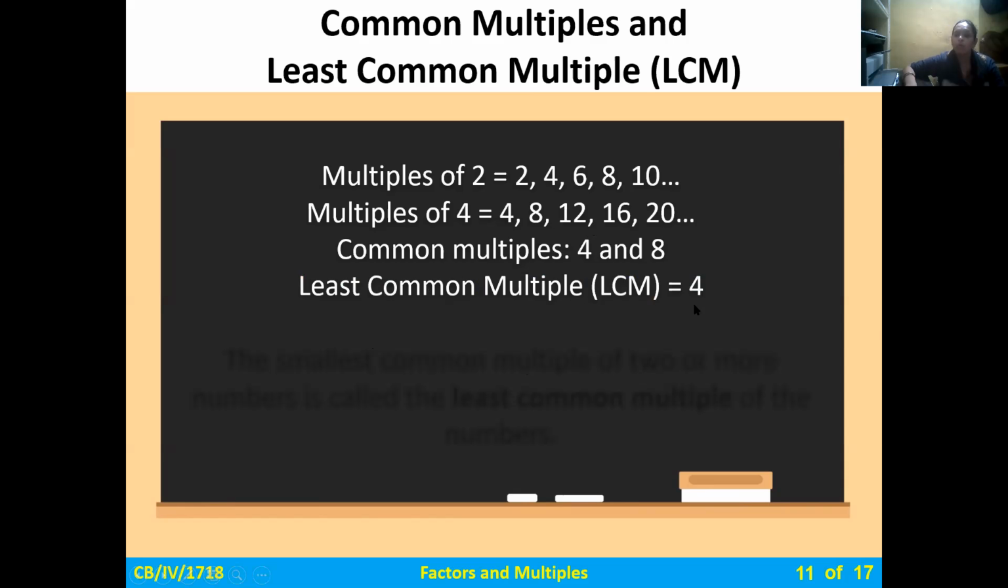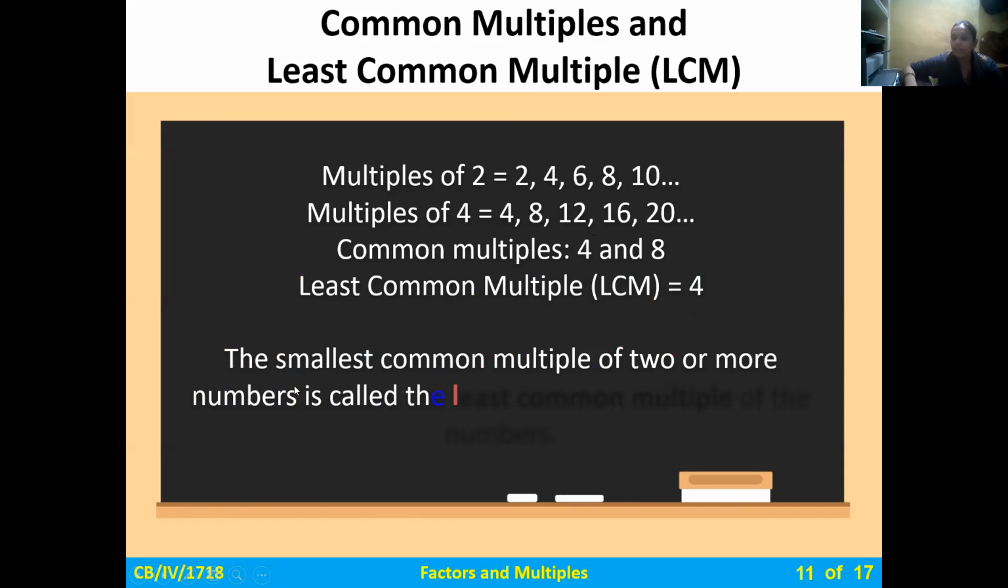Don't worry, we will do more examples after this. So what is the least common multiple? That is LCM. The smallest common multiple of 2 or more numbers is called the least common multiple of the numbers.